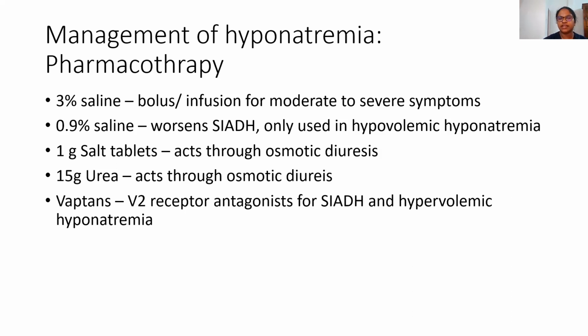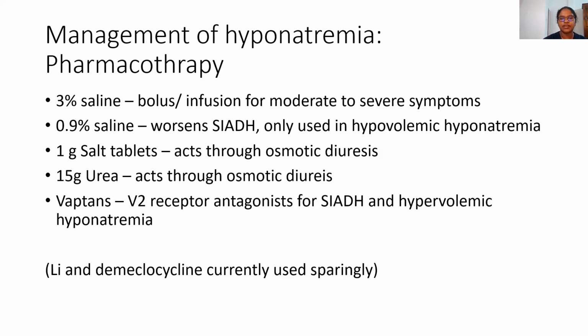And there is another class of drugs called vaptans. Those are V2 receptor antagonists. That is where ADH actively works to reabsorb water. So this is mainly used in treatment of SIADH and sometimes in some sorts of hypervolemic hyponatremia as well. The problem is this is quite expensive. One tablet costs around 1,500. It's not freely available in the government sector. We also have lithium and demeclocycline. They are currently used sparingly. We don't use them much now. These are all again treatments for SIADH.